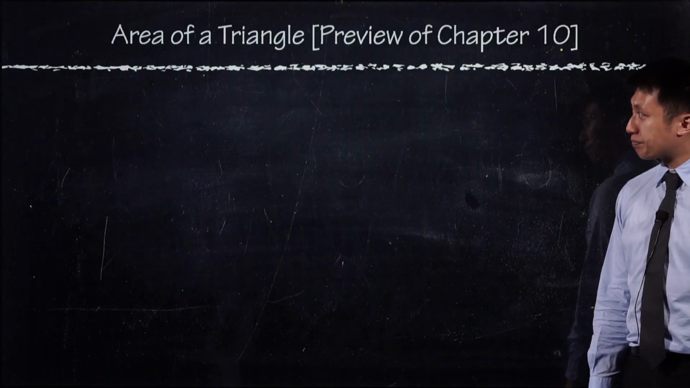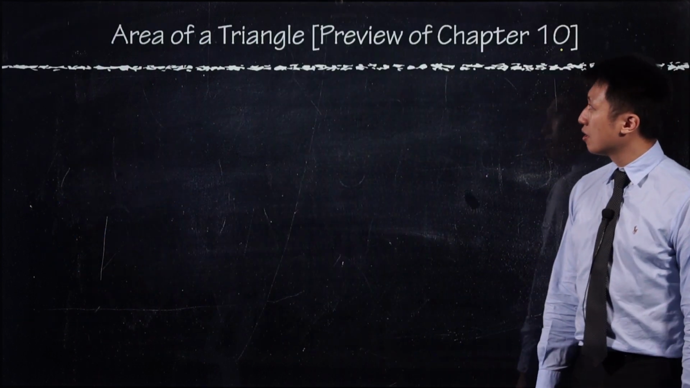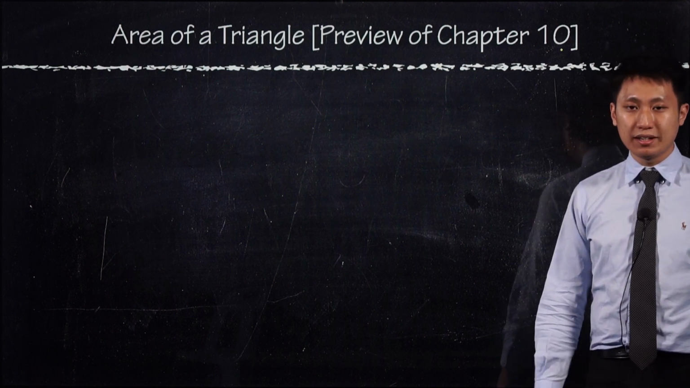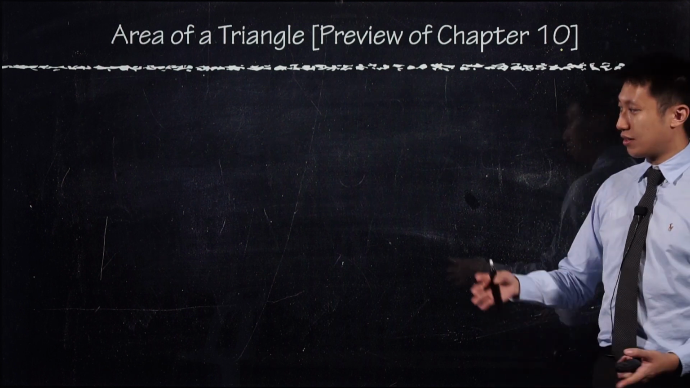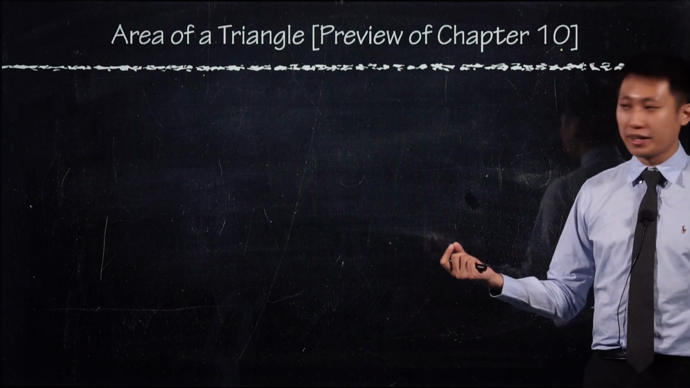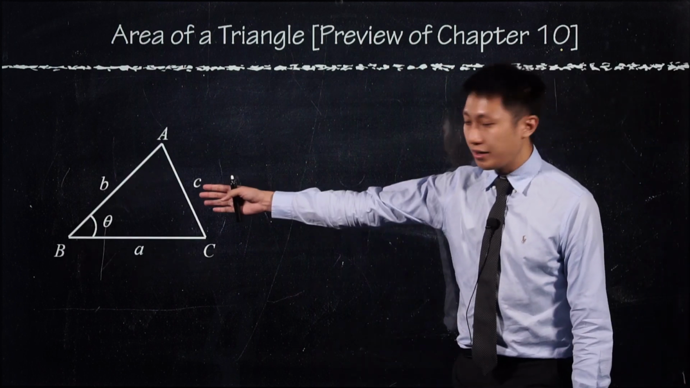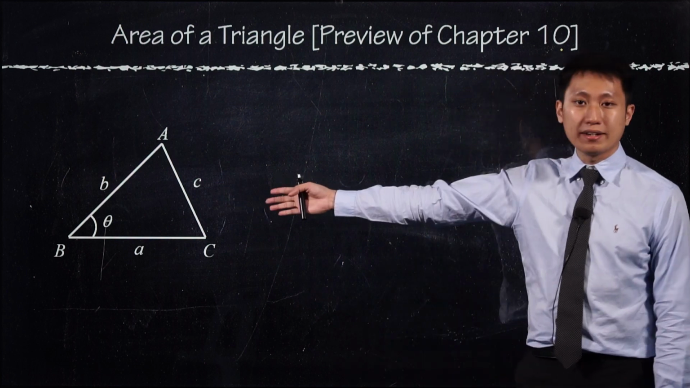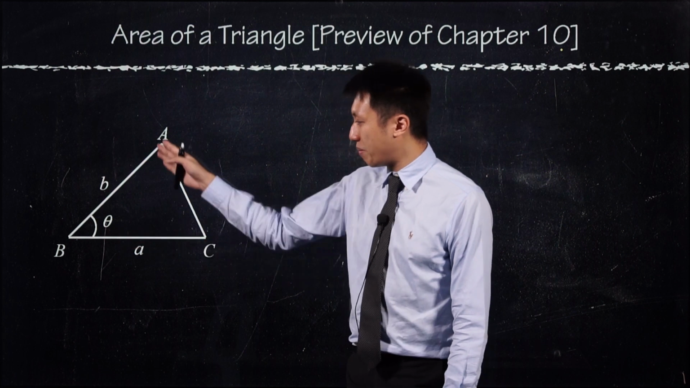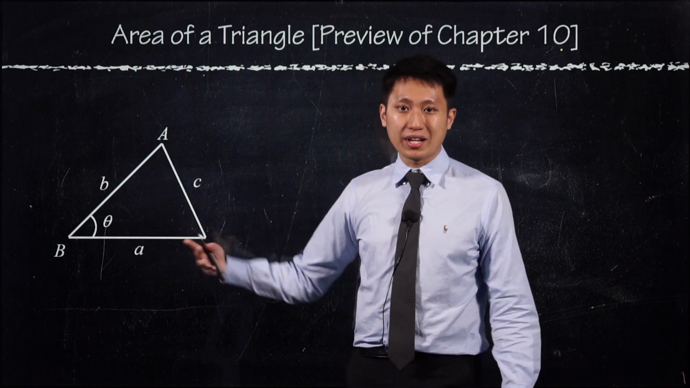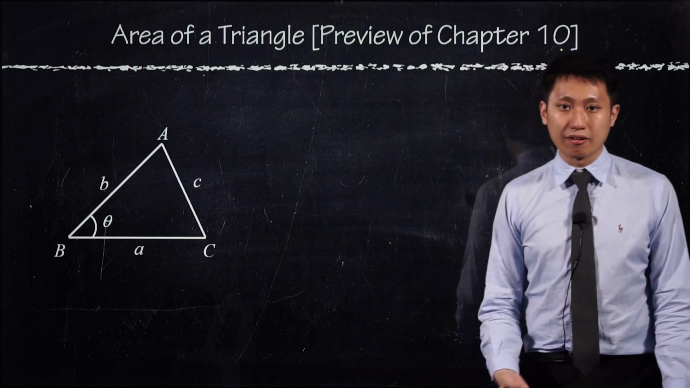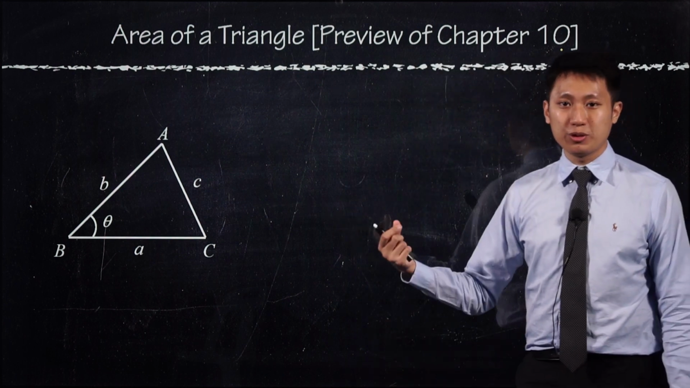Okay, so area of a triangle, preview of chapter 10. We need to use one formula in chapter 10, so we need to cross the chapters to do this. Okay, so you have this one. How do we find the area of the triangle here? We are not told about the height, so we can't use half base times height. So what do we do?